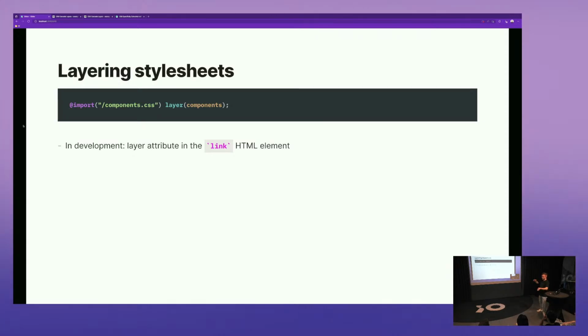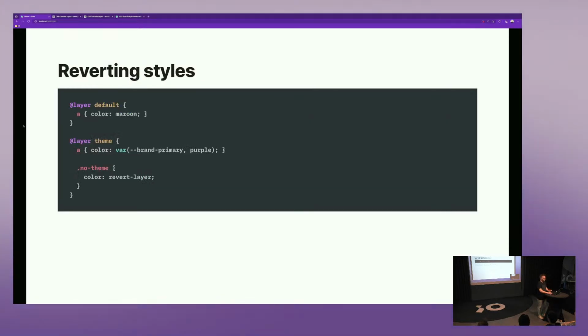Well, I've been showing you all things within CSS, but what if I have old vendor files like the Bootstrap framework or the normalized CSS reset styles? Well, we can use the import rule and give that import rule a layer name. And the layer attribute in the HTML link element, where we define our style sheets within our HTML, that's in development because that's another working group.